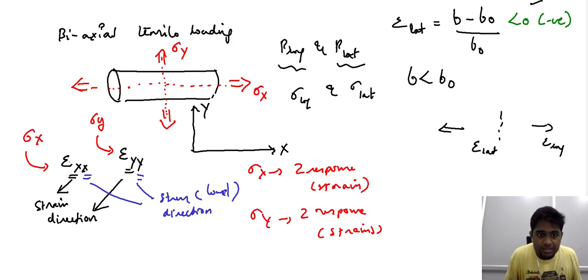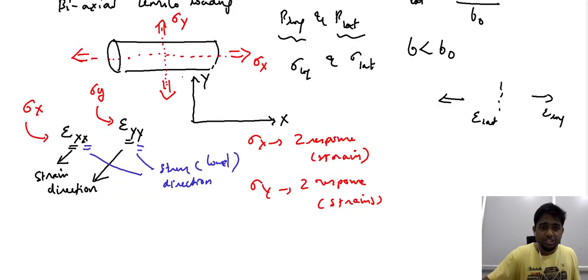So this response here, that is epsilon xx, indicates that this response is along the x-axis and it is brought about by the load along the same direction, that is sigma x. And in the same way, epsilon yy indicates the response along the y direction and it is brought about by the load along the same direction.